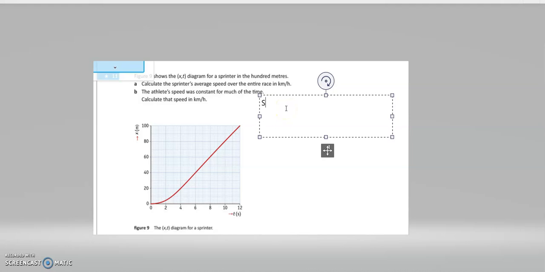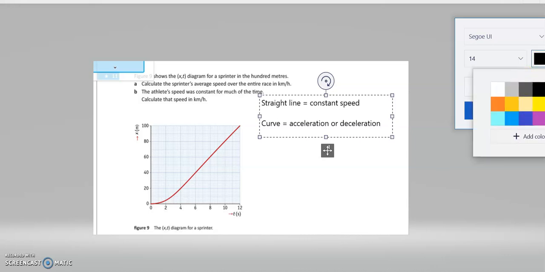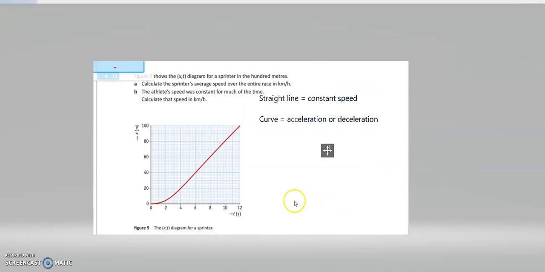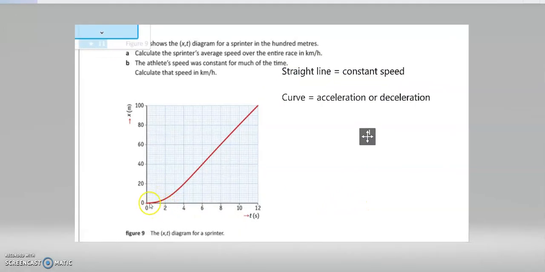So we know that a straight line means that we have a constant speed, and if we have a curve, that means that we have acceleration or deceleration. So if we look at this graph that we have here, from 0 to 4 seconds we have a curve. So we have either acceleration or deceleration.